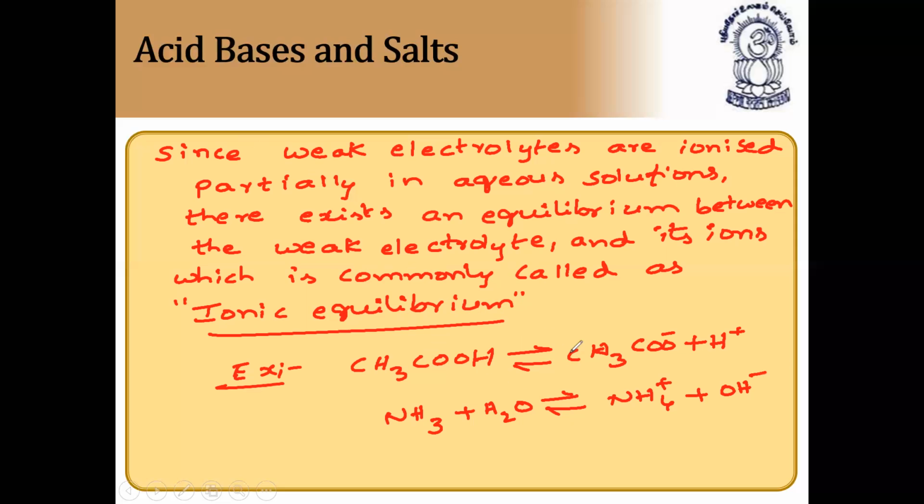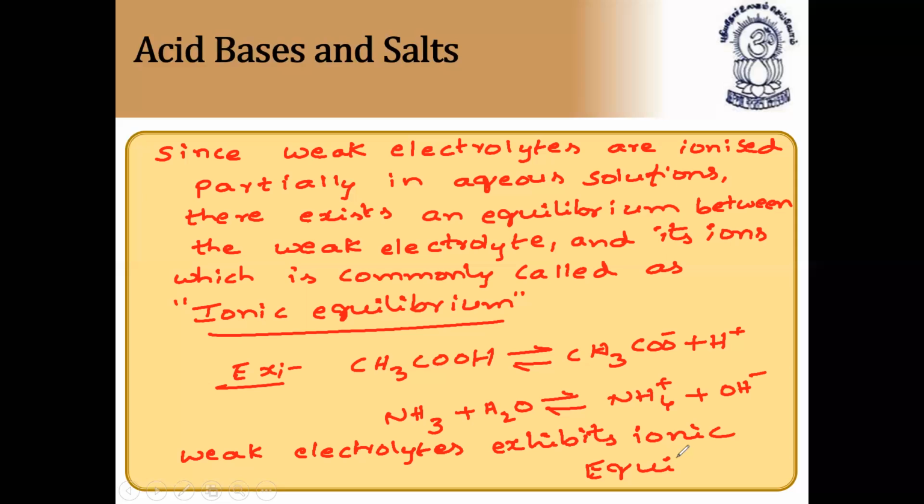So there exists an equilibrium. That's why we have given a forward arrow and a backward arrow. Whenever we talk about equilibrium, we write like this, as you already know from chemical equilibrium. So this is commonly called ionic equilibrium. Ionic equilibrium exists for weak electrolytes only. By this, you can understand that weak electrolytes exhibit ionic equilibrium.